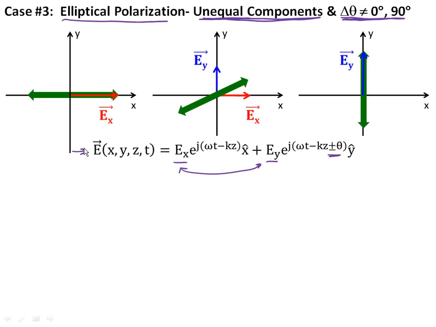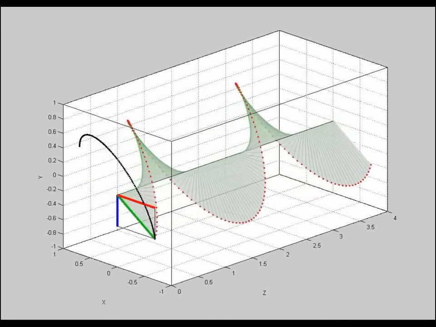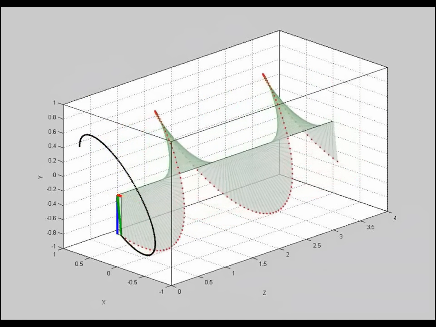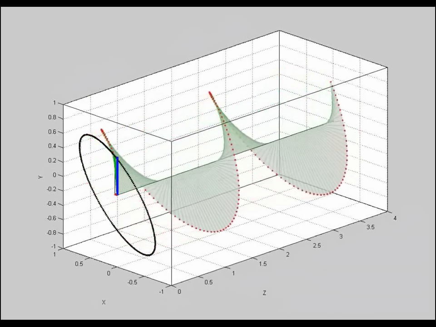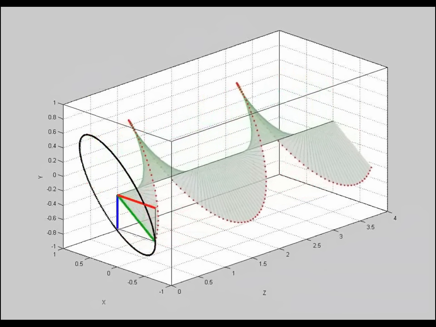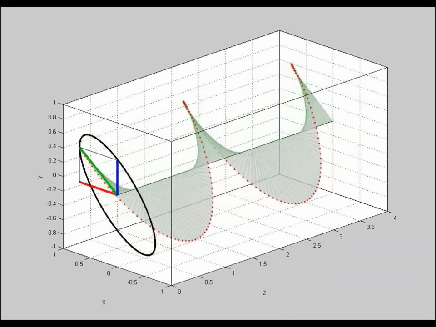So here's the video. The last case is elliptical polarization, where we have unequal x and y components, and the phase difference is not 0 degrees. It's called elliptical polarization because the overall vector traces out an ellipse, and you see there's sort of a skewed corkscrew as the wave moves through space.